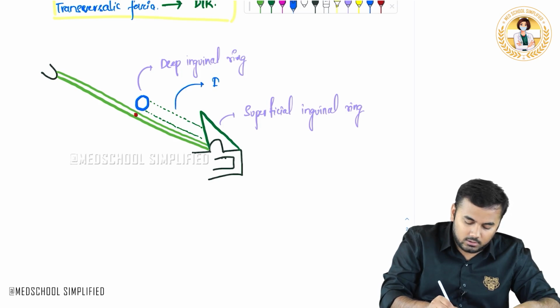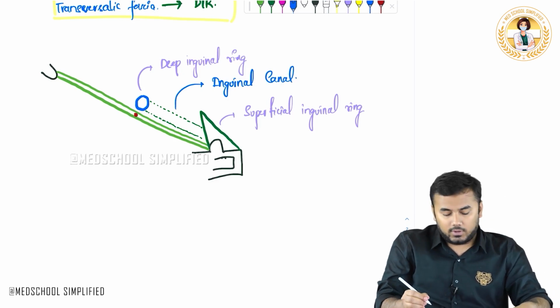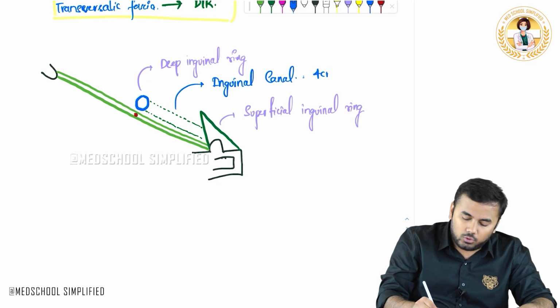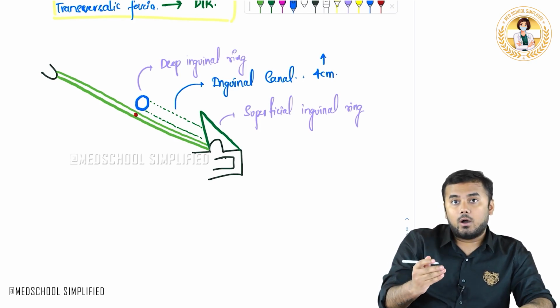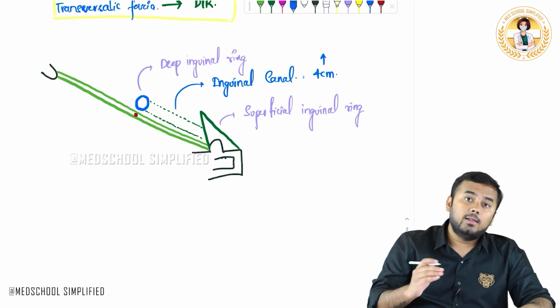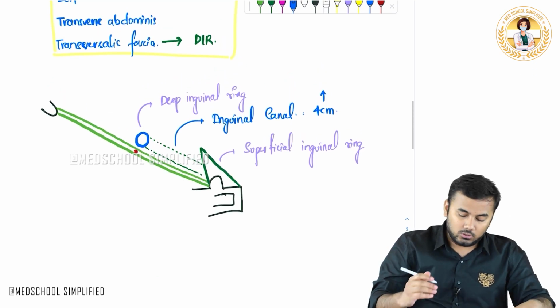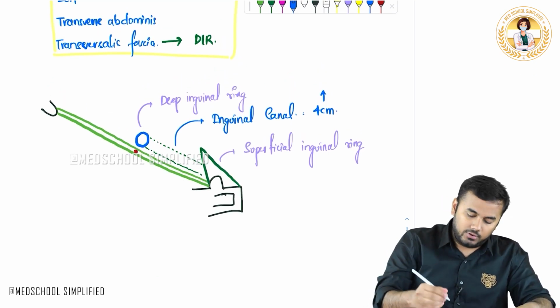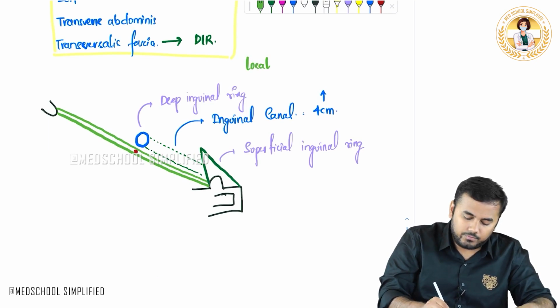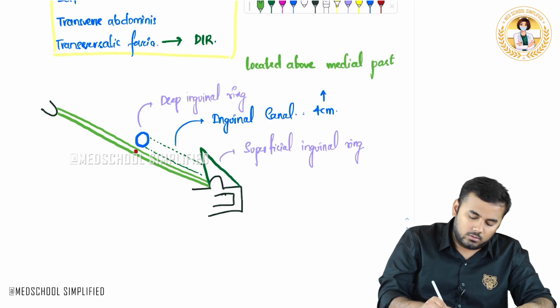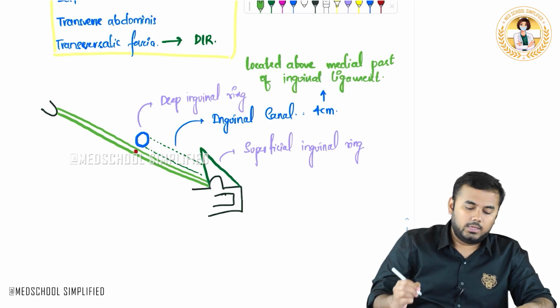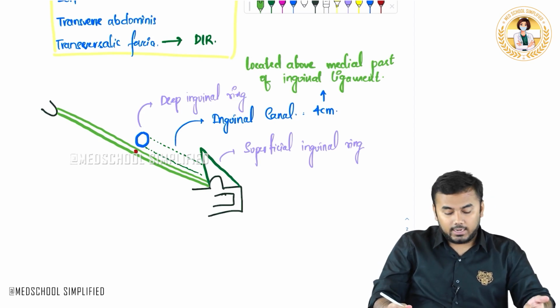This one is your inguinal canal. So what is the importance of the inguinal canal? The inguinal canal is around 4 centimeters in length. And where is this inguinal canal located? It is located above the inguinal ligament. Which part of the inguinal ligament? The medial part of the inguinal ligament. So it is located above the medial part of the inguinal ligament.